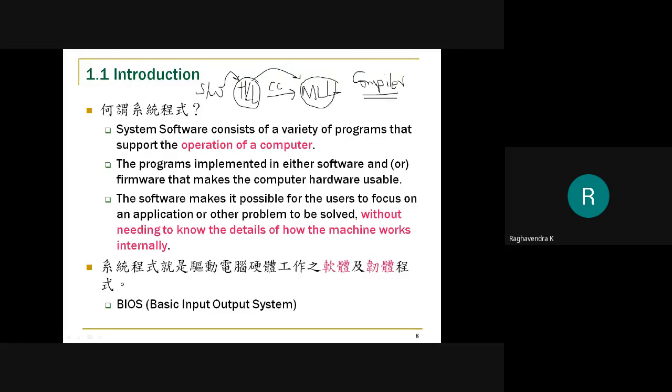So that program, if it has to be run on the machine, then I need some program or another software that can actually translate that to machine understandable format. So this is the job of the compiler, which is a system software, right? One more system software you have used is the assembler.